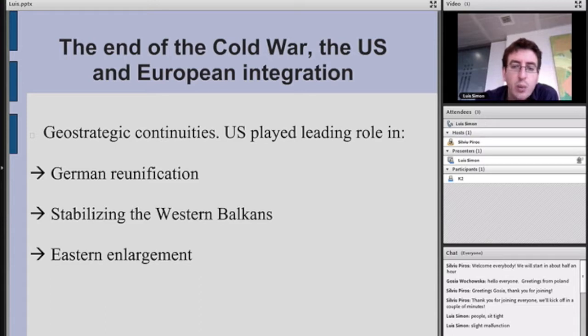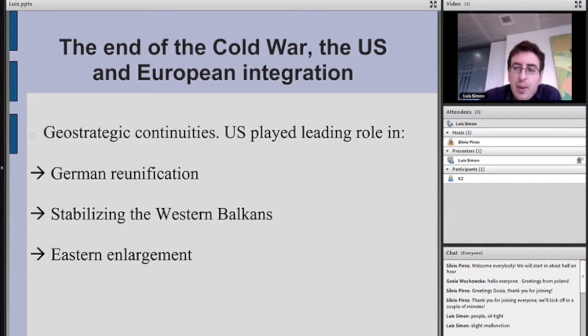played the leading role in the most significant developments of post-Cold War Europe, namely the process of German reunification, the enlargement of NATO, and by association the EU, because we need to bear in mind that the whole enlargement debate first took place in a NATO setting, the enlargement to Central and Eastern Europe, that is. And the third big development that the Americans played a key role in, although in terms that were not fully satisfactory to Western Europeans, was the stabilization of the Western Balkans and the remaking of the geopolitical map of the Western Balkans.